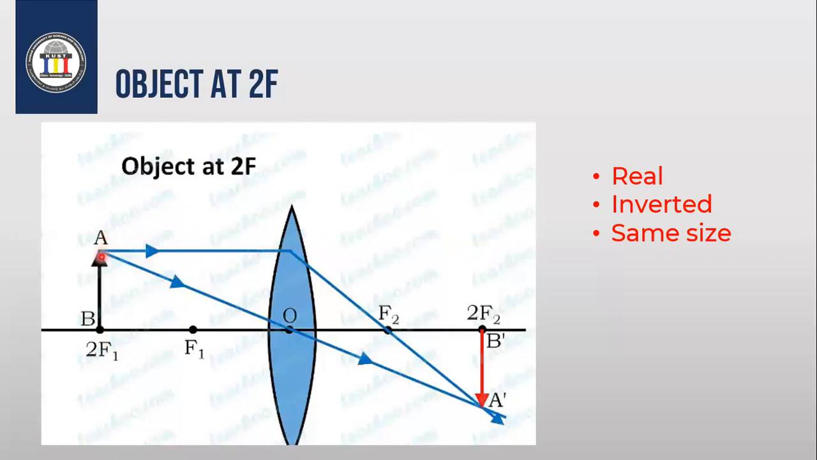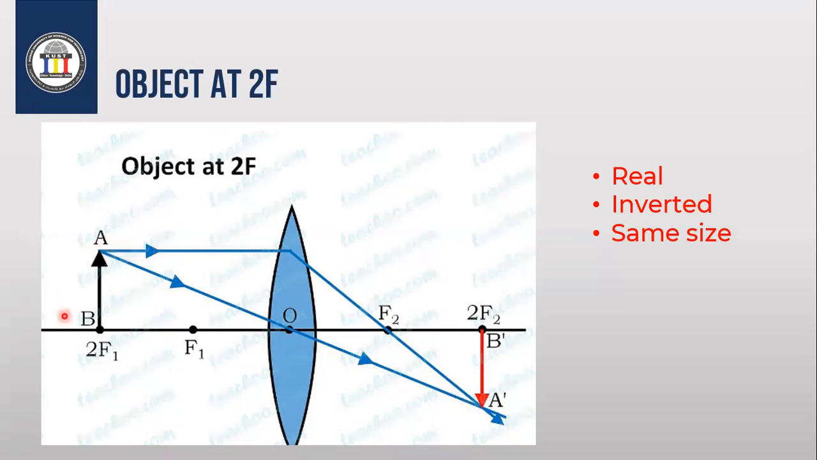Now the second line will start from the object, and then it will pass through the middle of the lens without any reflection. When they meet together here, this is the point. How can I read the image here? The object is on the left side and the image is on the right side, on this side, which means it is a real image.